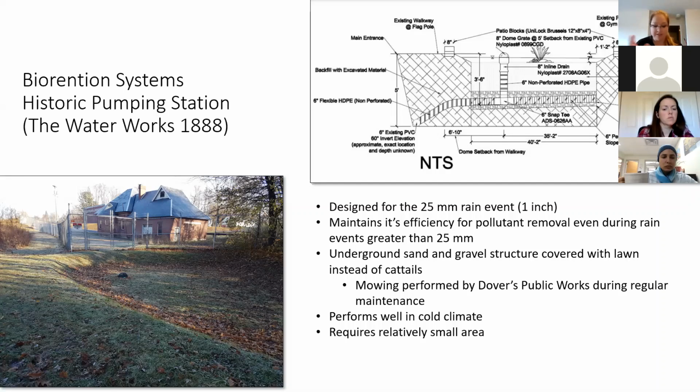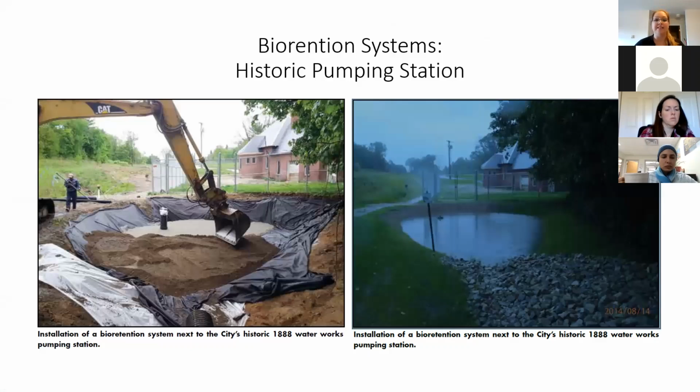Like the others, it is made with sand and gravel structures, but covered with lawn instead of cattails. So the maintenance is simply mowing, which is done by Dover's Public Works during their regular maintenance schedule. This system also performs well in cold climates, and it requires a relatively small area. Here are a few photos of the construction of this bioretention system, and another photo of it during a rain event.